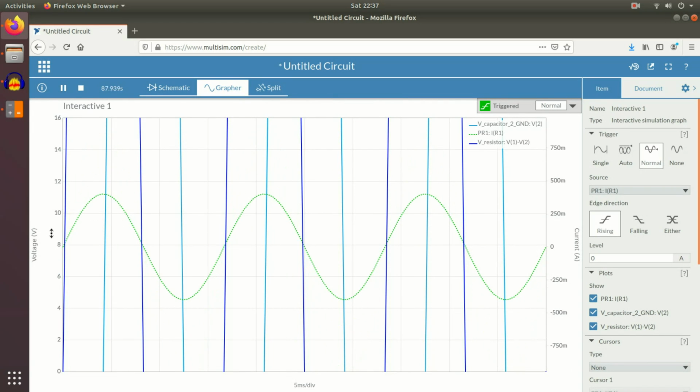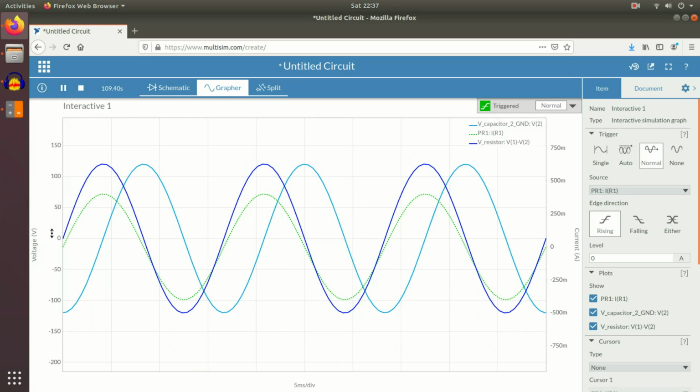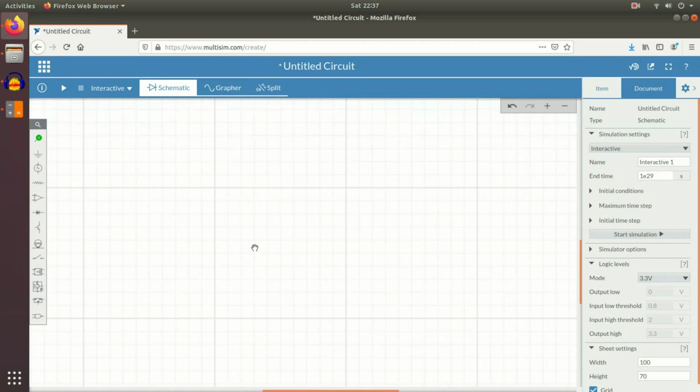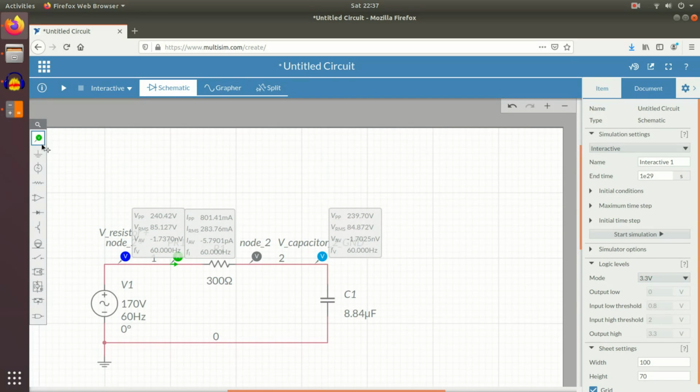If you want, you can go ahead and view this with the grapher, which is just like an oscilloscope. If your oscilloscope's running, be sure to put it into normal mode on the right side there. Anyway, this here is the voltage on the resistor. And then with a 90-degree phase shift, we see the voltage on the capacitor. Again, that was a phase shift relative to each other.